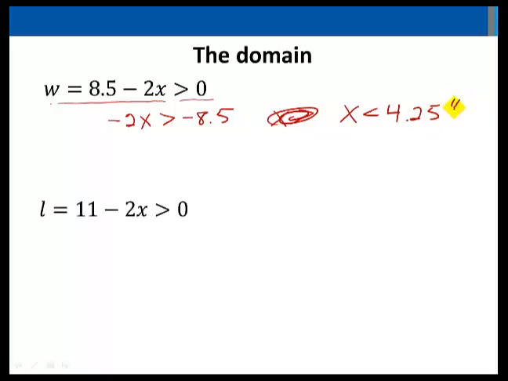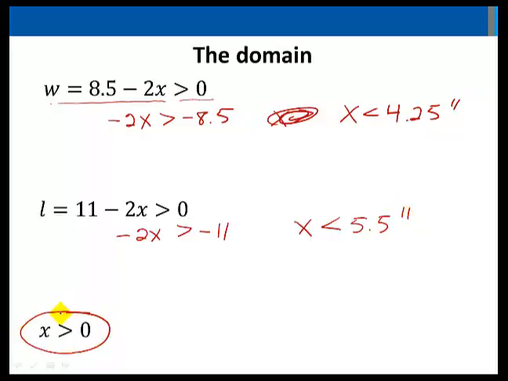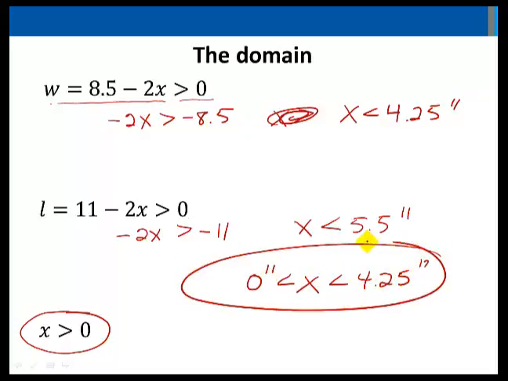The length, which is equal to 11 minus 2x, must also be greater than 0. I'll subtract 11 from each side, flip the inequality sign when I divide through by negative 2, and I'll find that x needs to be less than 5.5 inches. Additionally, x will have to be greater than 0 in order to have a box at all. We need to have some height to our box. So if I take the intersection of these three restrictions on x, I'll find that 0 is less than x is less than 4.25 inches. This would be the domain for this function.